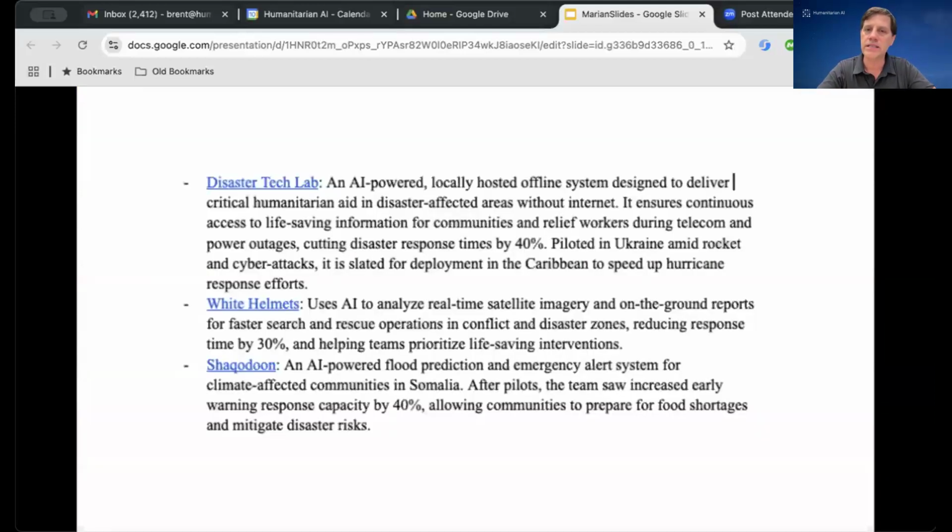And then Miriam, she wanted to just give a shout out to three other initiatives. One's Disaster Tech Lab, and the White Helmets in Syria have done a tremendous amount of work looking at satellite imagery and communications, leveraging AI and technology to facilitate communications. And then you have Shaktun, an AI-powered flood prediction and emergency alert system for climate-affected communities. So this is sort of a narrowly focused AI initiative. So this is what you see across the sector, a lot of pilots and a lot of projects tailored for different use cases.